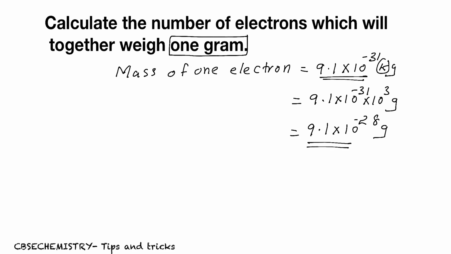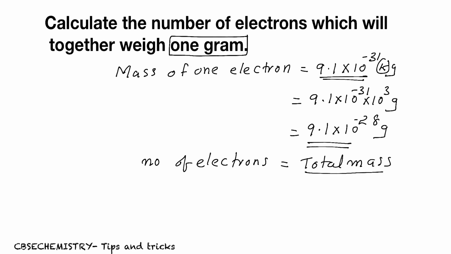Now it's very simple, right? You know the total mass. You know the mass of 1 electron. So how to find the number of electrons? Direct. Number of electrons is equal to what? It is total mass, that is 1 gram, divided by mass of 1 electron.